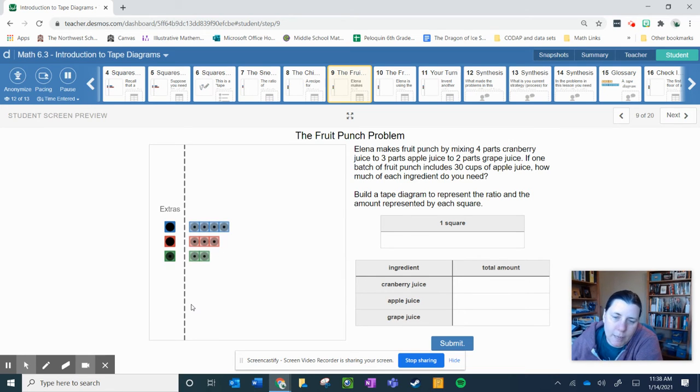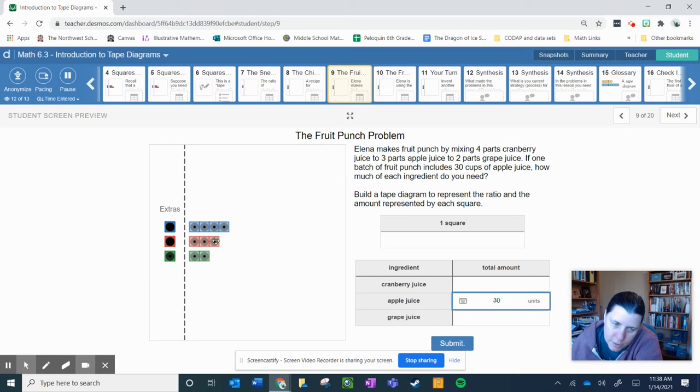If one batch of fruit punch includes 30 cups of apple juice, how much of each ingredient do you need? Okay, this is a little tricky. So one batch of fruit punch includes 30 cups of apple juice. My apple juice is represented by the red part. So this red part of my tape diagram represents 30 cups of juice.